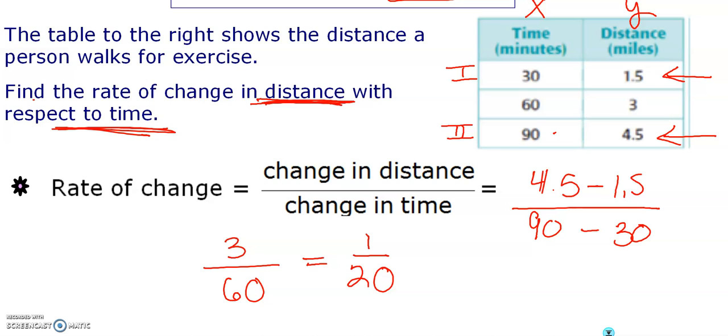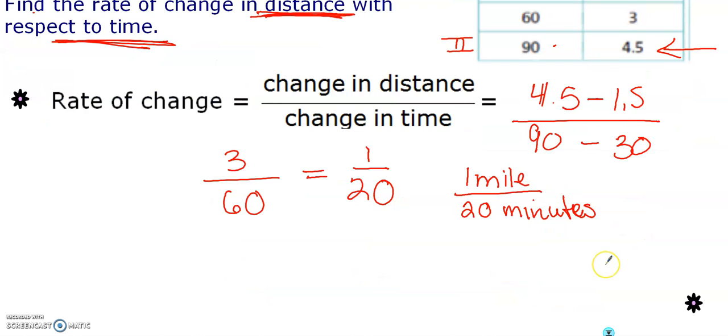It means that our rate of change is 1 mile per 20 minutes. Make note of, because this is a word problem, we need to go ahead and go a little bit further. It's 1 mile in 20 minutes, but you know what? I don't want to know how far I can go in 20 minutes. I want to know how far I can go in 1 minute.